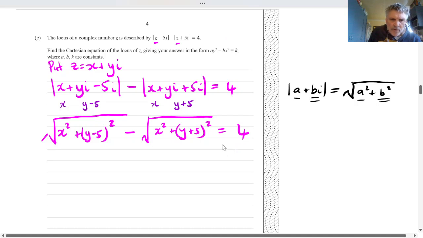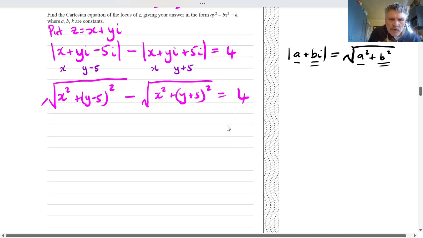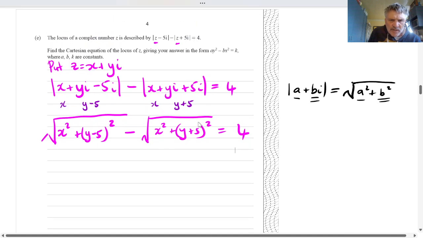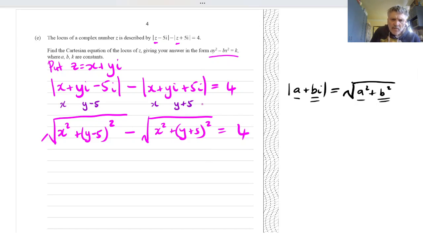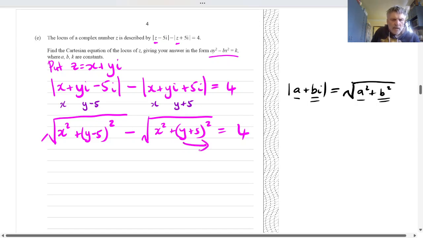It's just writing out what the meaning of this equation is. What we want is to get rid of these square roots. There are no square roots in the form that they want us to get to up here. So we have to square this equation to get rid of the square roots. We can work with the equation we've got, but I think most people will find it easier if you shift one of these terms onto the other side first. So let's do that.